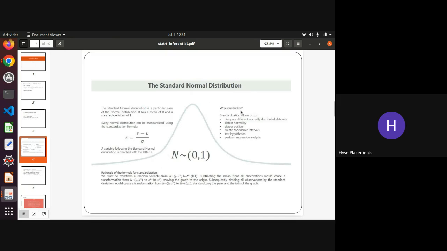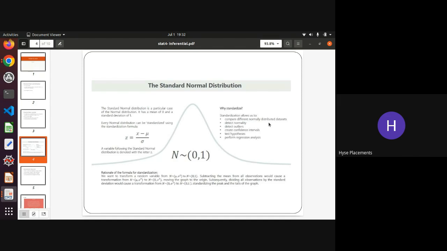Why do we need to standardize? Standardization allows us to compare different normally distributed data sets. We can compare different normally distributed data sets there. It also helps detect normality, I mean whether normality is present or not, and whether the data is divided in a normally distributed way or not.